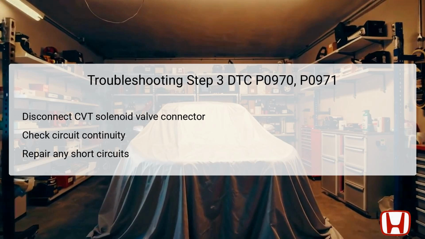However, if no continuity is detected, this indicates the CPCLS wire itself is functioning correctly, and attention should shift to the CVT clutch pressure control solenoid valve as the likely source of the fault.